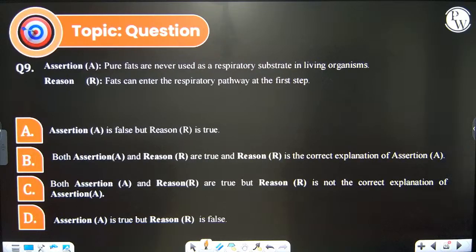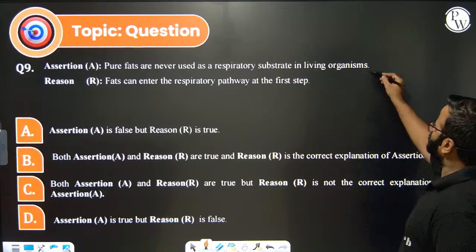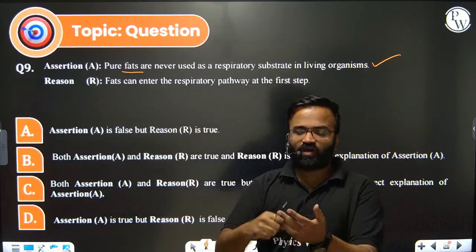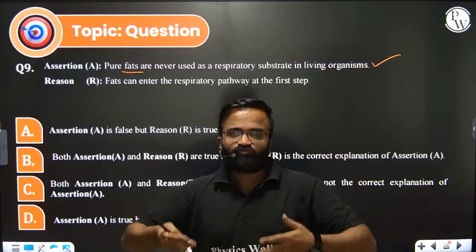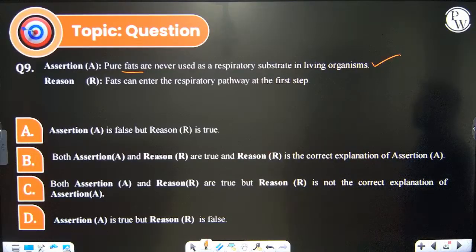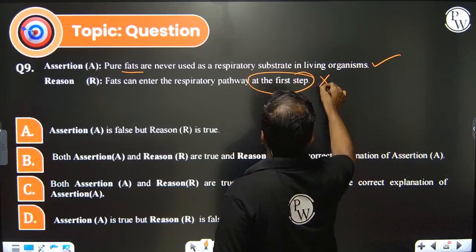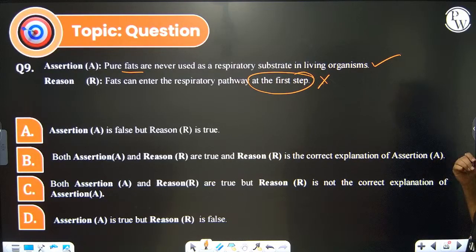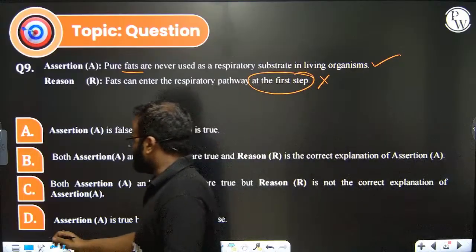Next, ninth question. Pure fats are never used as a respiratory substrate in living organisms. Okay, which is true. It's not just pure fats. You don't see any pure carbohydrates or pure proteins involved, because in our food we take a combination of all these things, so it can't be pure. Fats can enter the respiratory pathway at the first step, which is glycolysis. No, they can't enter the first step. So I would go with A as true and R as false, which is D is our answer.